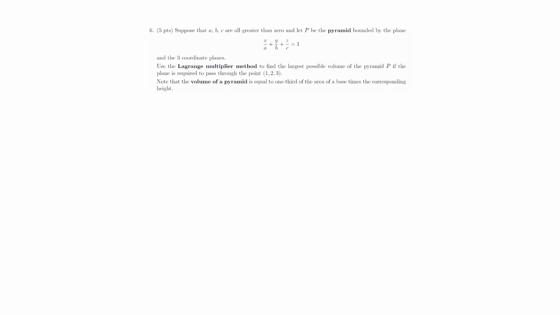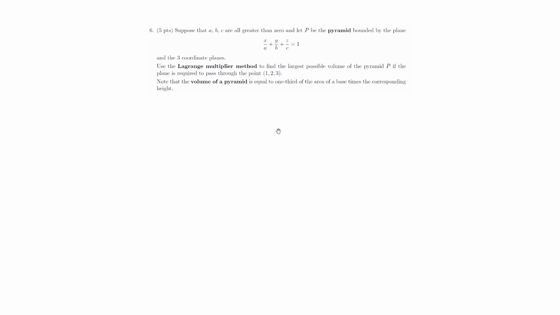Well, let us now have a look at question 6, which is also the last question, and which is traditionally about the Lagrange multiplier method. So we're given a pyramid, and it's bounded by a plane that is given over here, right, where A, B, and C are strictly positive. So this is one plane of the pyramid, and the other three planes are the three coordinate planes, right?